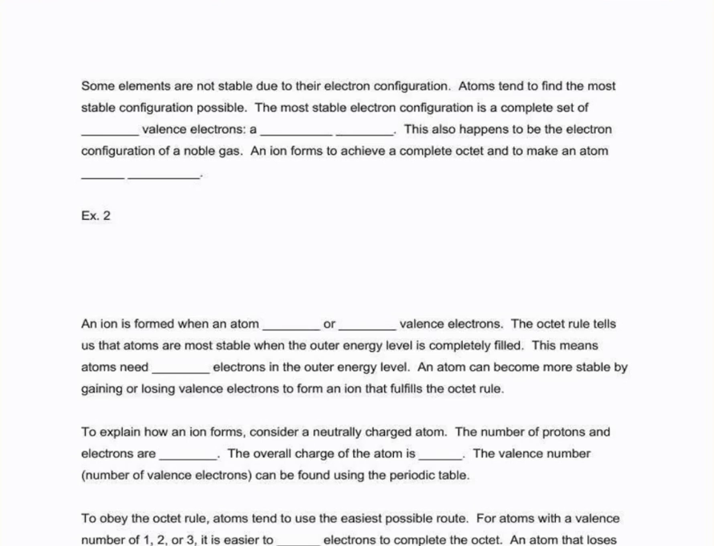So the reasoning: some elements are not stable due to their electron configuration. So atoms will tend to find the most stable configuration possible. The most stable electron configuration is a complete set of 8 valence electrons, which we call a complete octet. Oct, as a prefix, means 8. So you've got octagon, octet, octave, octopus. Those all mean 8. So a complete octet is 8 valence electrons.